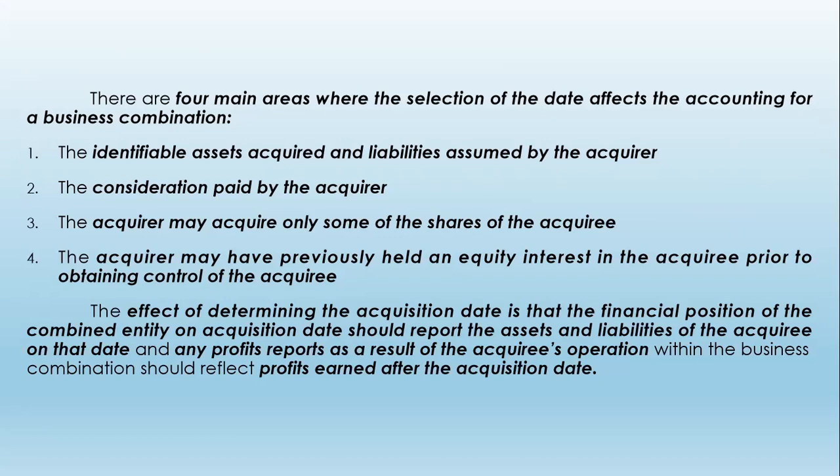Okay, so these are now the four main areas where the selection of the date affects the accounting for business combination. Again, the identifiable assets, the consideration paid, the acquirer may acquire only some of the shares, and the acquirer may have previously held an equity interest in the acquiree prior to obtaining control.